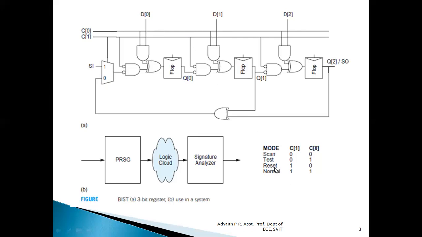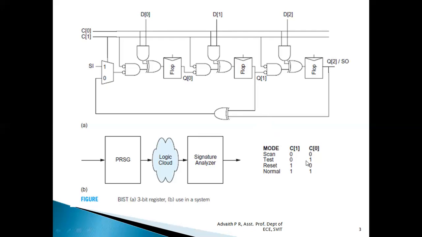For example, in the reset mode, when C0 is 0 and C1 is 1, all the flip-flops are synchronously initialized to logic level 0, because under reset condition the flip-flops are reset to the initial value 0. If we consider C0 as 1 as well as C1 as 1, then this circuit acts under normal mode. In normal mode, all the flip-flops behave normally with the D input as well as Q output.